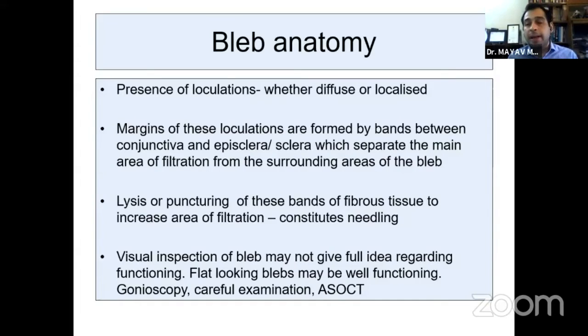Just basic visual inspection of a Bleb may not give us much idea regarding functioning. An apparently flat Bleb may be functioning well, and a well-centered Bleb with good height may not function well because of loculations. So careful slit lamp examination, gonioscopy in all cases, is very important along with the IOP measurements to know which Bleb is functioning or not. And ASOCT also helps in finding out cystic spaces.